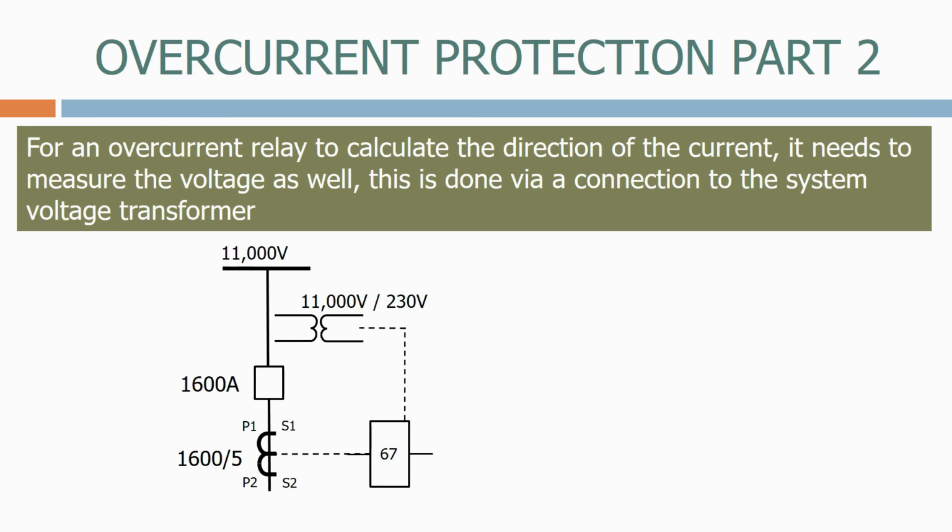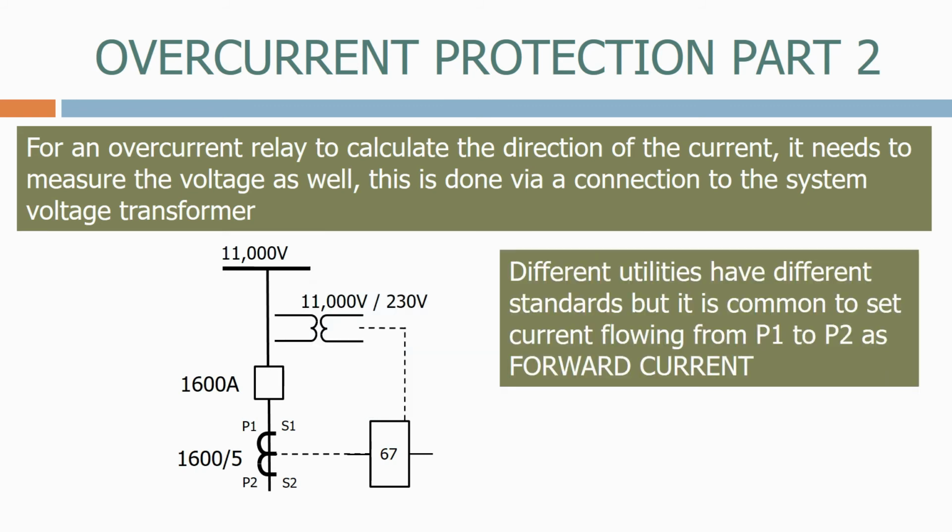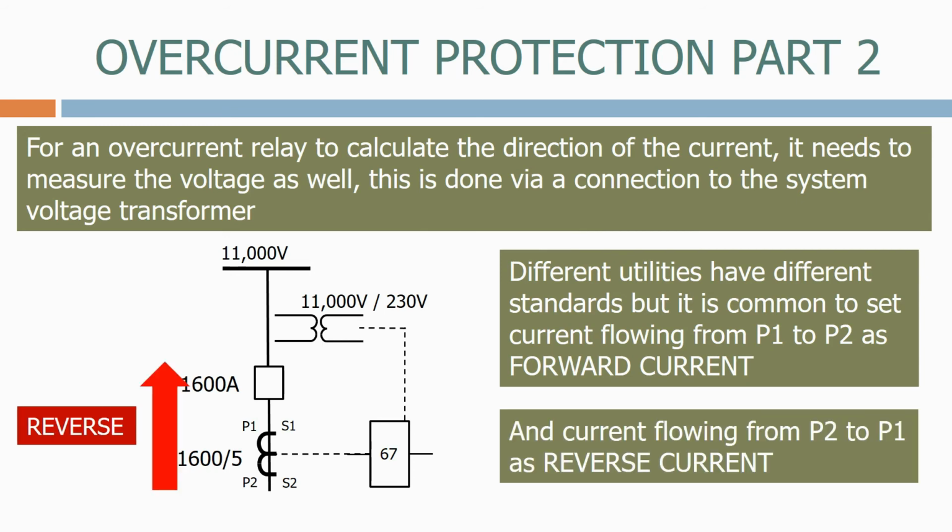Here we have the typical feeder circuit from before. This time we've connected a voltage transformer to the relay, with a ratio of 11,000 volts to 230 volts. Different utilities have different standards, but it is common to set current flowing from P1 to P2 as forward current, and current flowing from P2 to P1 as reverse current.